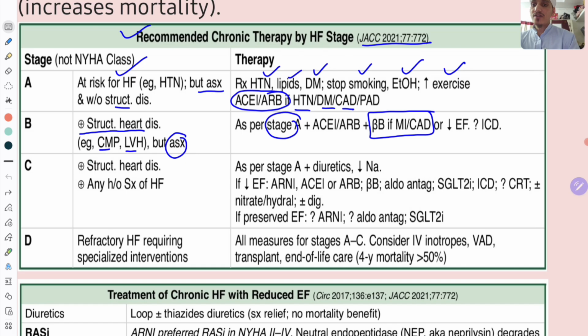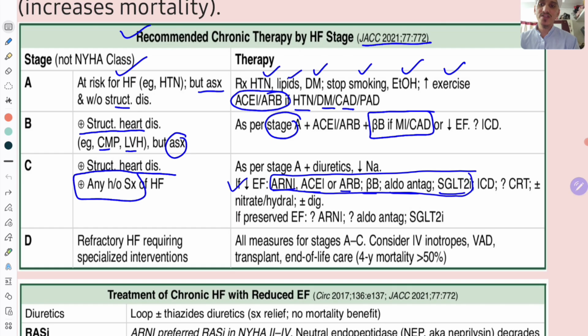Okay. Now if they have developed the symptoms, then A, okay, plus diuretics which reduce the sodium, along with beta blocker. Okay, that is like B plus C you should do. Now if the ejection fraction is low, less than 40 or less than 35: ARNI, ACE inhibitor or ARB, beta blocker, aldosterone antagonist, SGLT2 inhibitor. So these are GDMT, no? All those 4 you should give in stage C. So plus or minus you can give ICD for primary prevention. Okay, nitrate or hydralazine, and plus or minus digoxin as a 5th drug. You can use it as a 5th drug with low dose. Okay, this is about reduced.